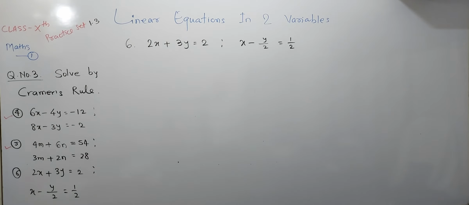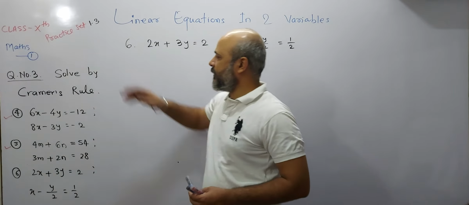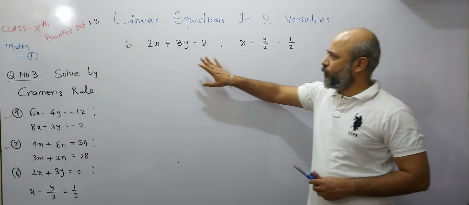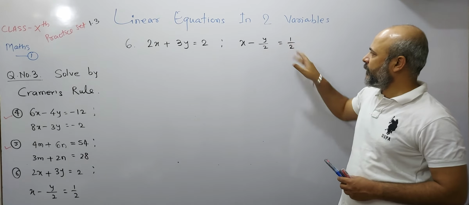हाँ तो बच्चों, क्वेश्चन नंबर 6. तो इस प्रैक्टिस सेट 1.3 का लास्ट क्वेश्चन है, क्वेश्चन नंबर 3 का लास्ट क्वेश्चन है. 2x plus 3y is equal to 2 and x minus y by 2 is equal to 1 by 2.